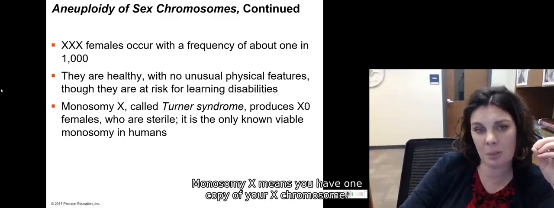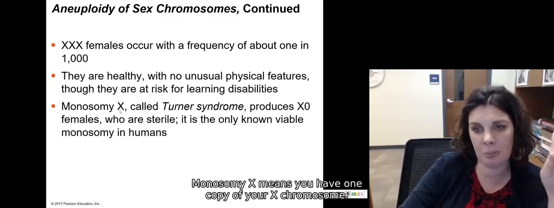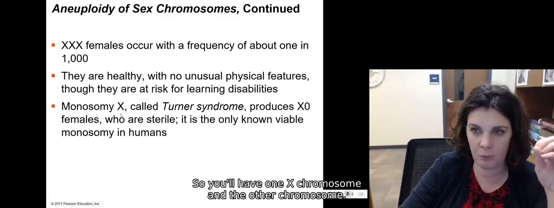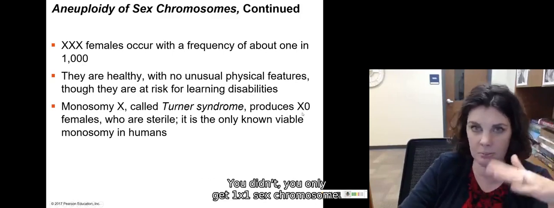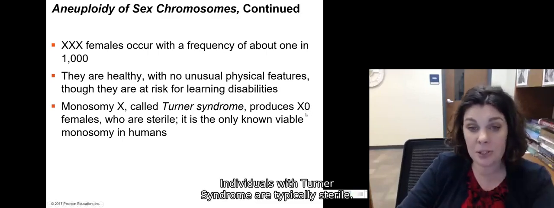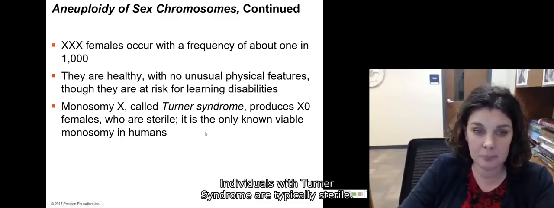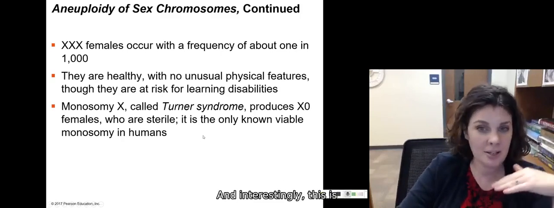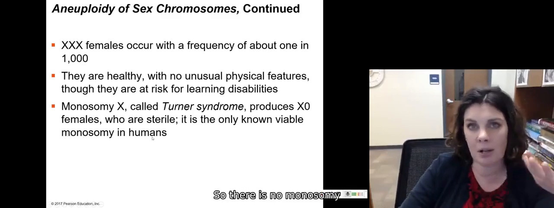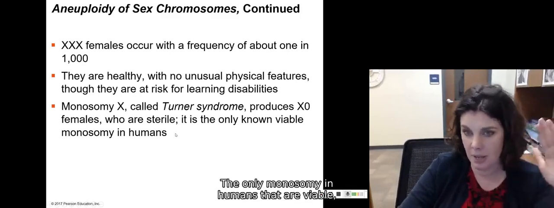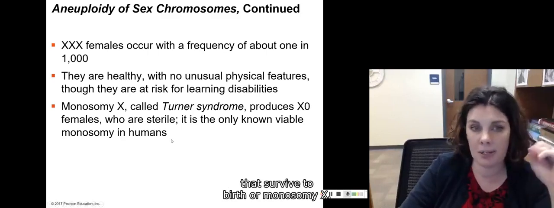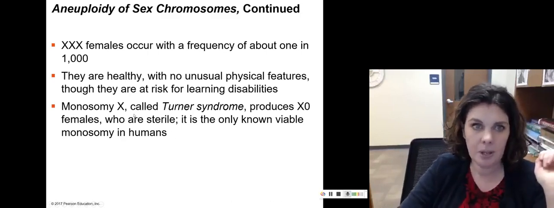And then monosomy X. Monosomy X means you have 1 copy of your X chromosome. So you'll become a female. This is called Turner syndrome. So you'll have 1 X chromosome and you only got 1 sex chromosome. Individuals with Turner syndrome are typically sterile. And interestingly, this is the only known viable monosomy in humans. So there is no monosomy 1 or 2 or 3 or any of them. The only monosomy in humans that is viable, that survives to birth, is monosomy X.